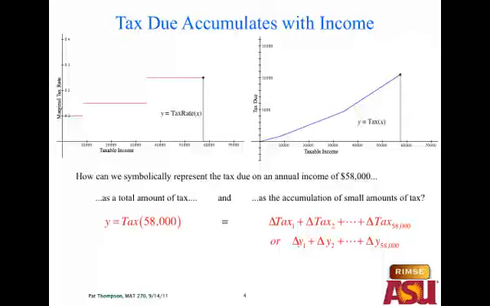Really important principle here. Two ways to get the same amount of tax: as an accumulated amount, little bit by bit by bit, or as the value of the tax function at the current amount, 58,000. Okay, questions on that?